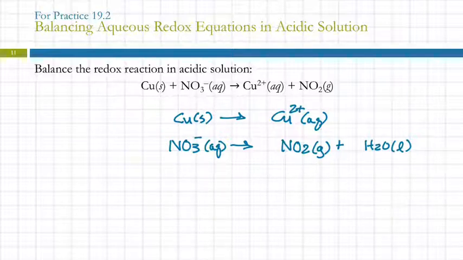What do we add to balance the hydrogen ions? H+. So here I have 2 hydrogens. That means on the other side, I'm going to have 2 hydrogen ions. Okay? So now all the elements are balanced. What do we balance next?